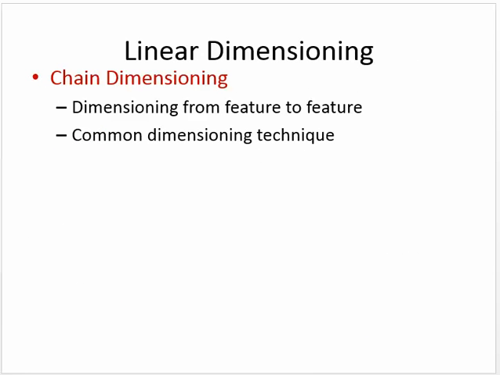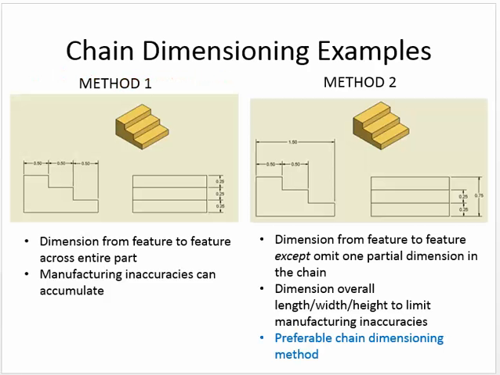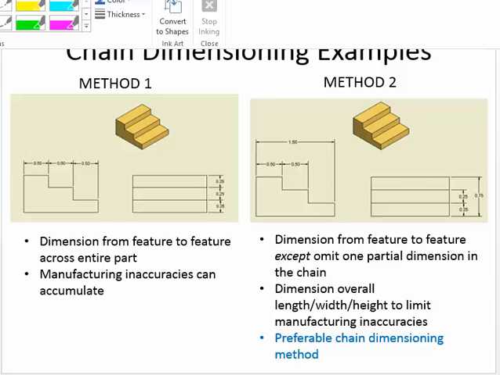Linear dimension, chain dimensioning. Dimensioning from feature to feature. Common dimensioning technique. Chain dimensioning method 1 and method 2. Over here on the left, method 1. Here's a chain dimension, and then here's another chain dimension. They've got three dimensions chained together. Over here they've got three dimensions chained together. I know, we've learned not to do this.